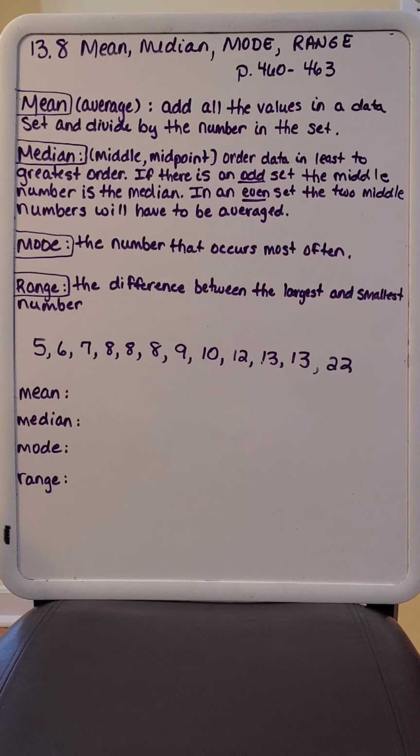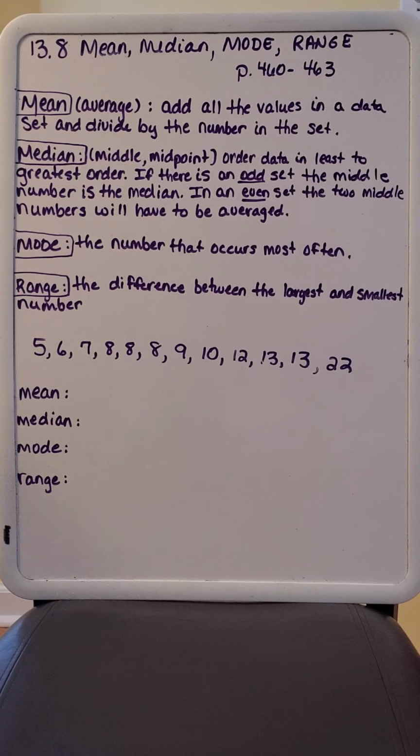And then last is range. Range is the difference between the largest and the smallest number. And of course, difference means subtract. So be sure to put your numbers in order. Least to greatest, greatest to least. It doesn't matter, just as long as they are in order.